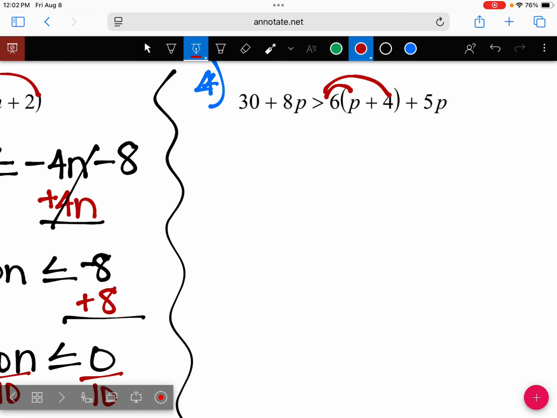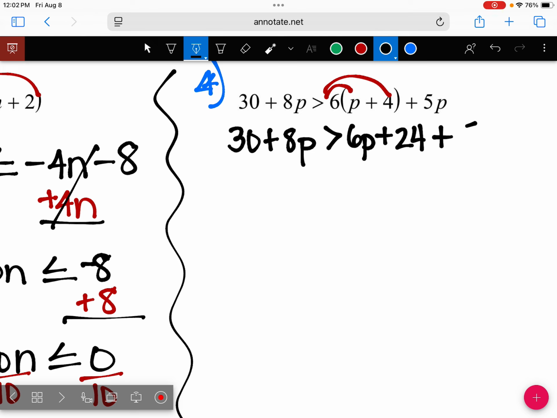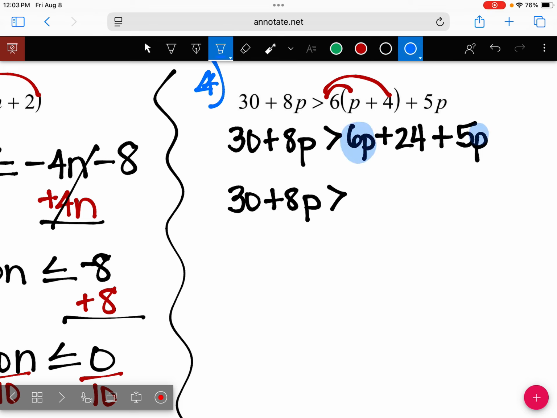All right, let's go ahead and distribute the 6. So I have 30 plus 8p is greater than 6p plus 24 plus 5p. All right, so who started with that? All right, good. So then I have 30 plus 8p is greater than, now these are like terms. Because they're on the same side, we would add them, and 6 plus 5 is 11.